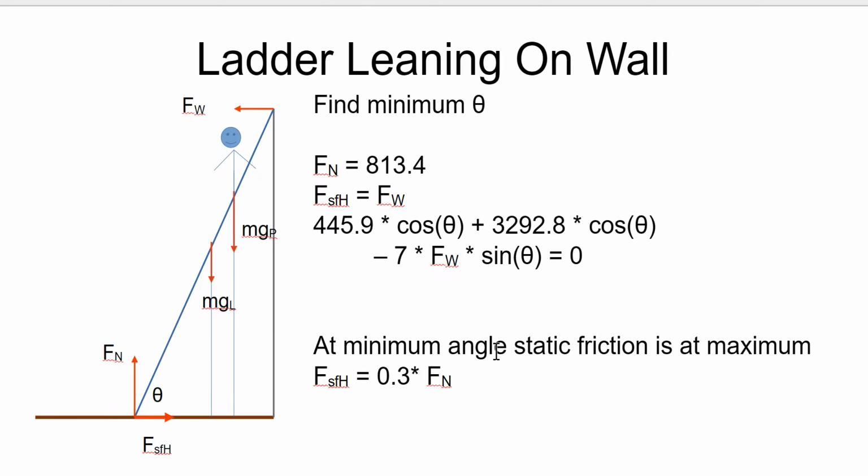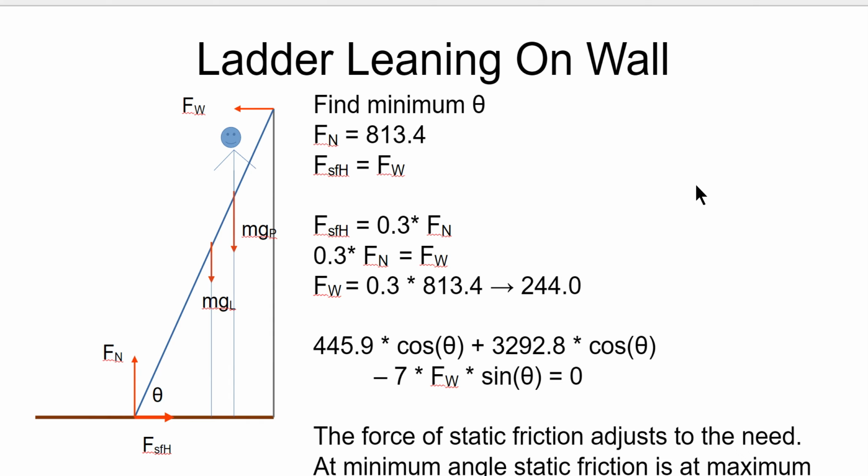Well, at the minimum angle, we need a lot of static friction. We need the maximum amount of static friction. So the force of static friction horizontal will be the coefficient of friction times the normal force, 0.3 times the normal force. Let's go a little further.